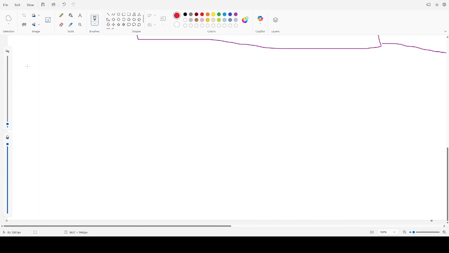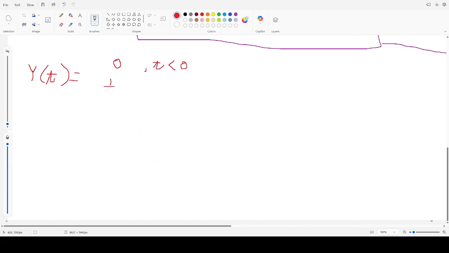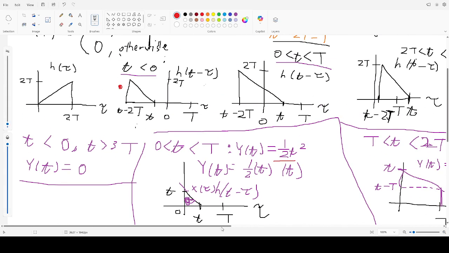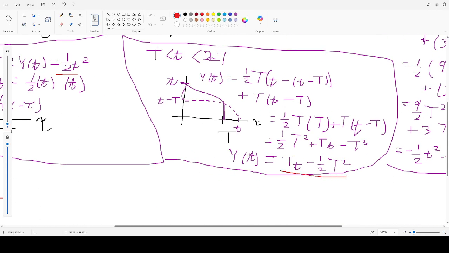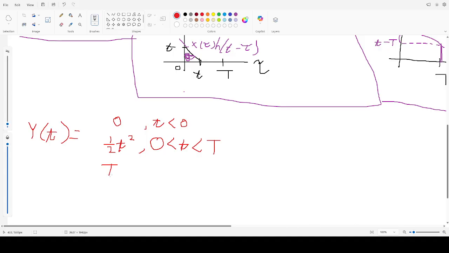End result. y of t equals, case 1, 0 for t less than 0. This is not going to be neat on this. I'm sorry. It's way neater on my handwritten ones that you'll get. 1/2 t squared for t from 0 to big T, 0 less than t less than big T. Between big T and 2 big T, we've got this. Big T, little t.